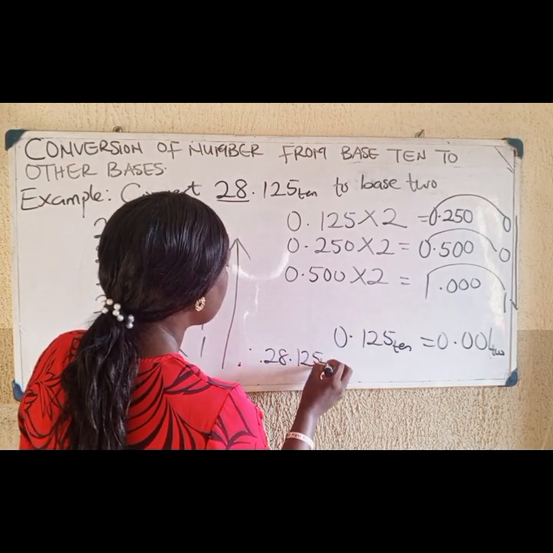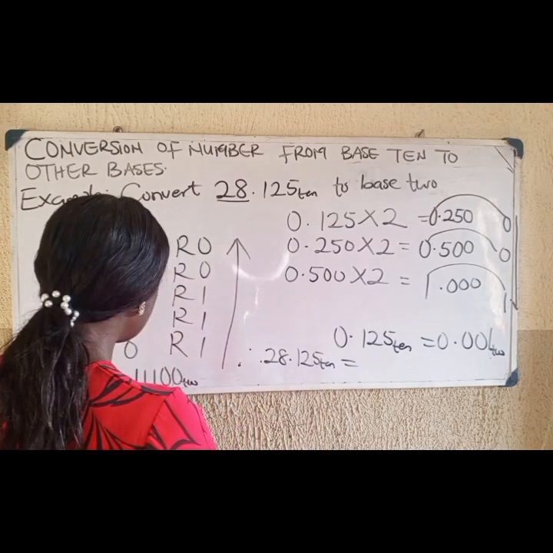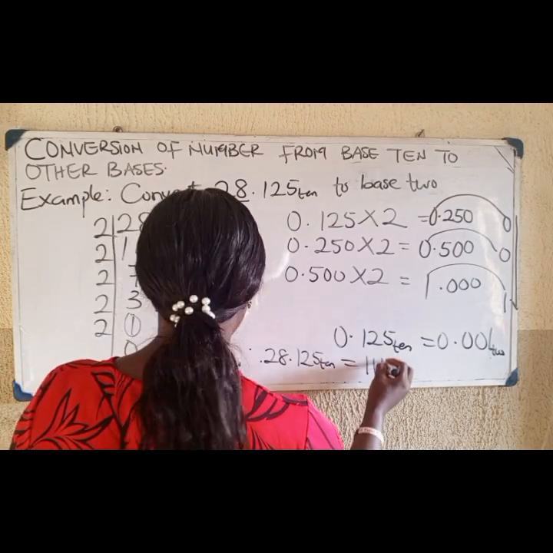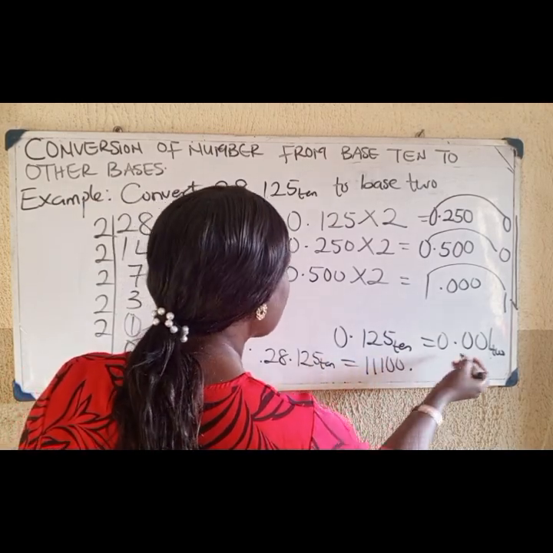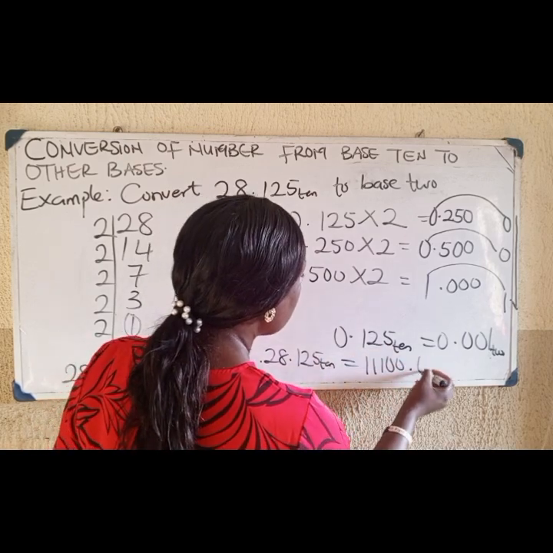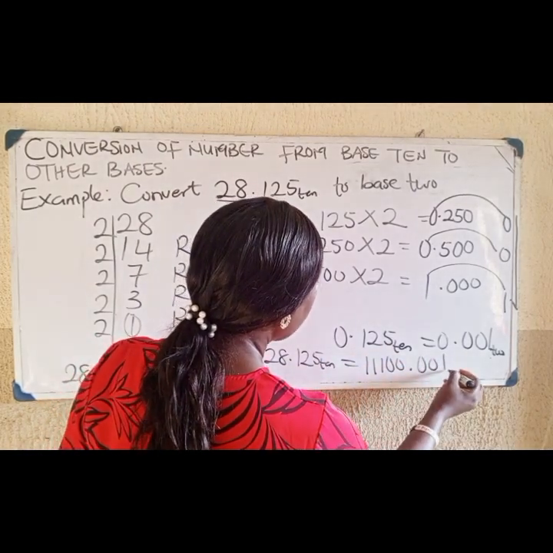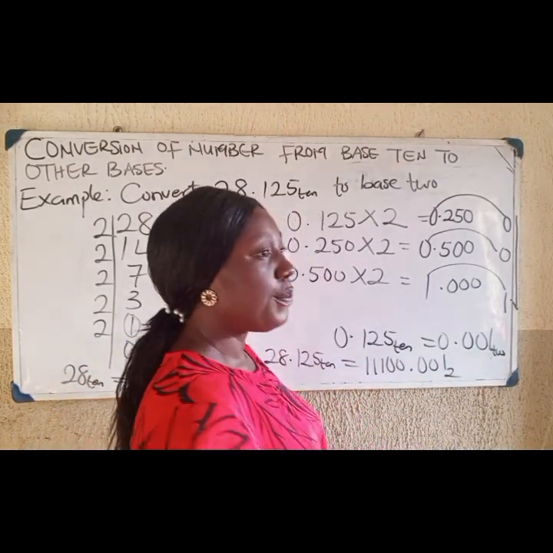Now combining the two answers I have, 28.125 in base 10 is equal to, I'll bring this answer, 11100 point, and now I'll bring this one, 001, in base 2. I hope it's clear.